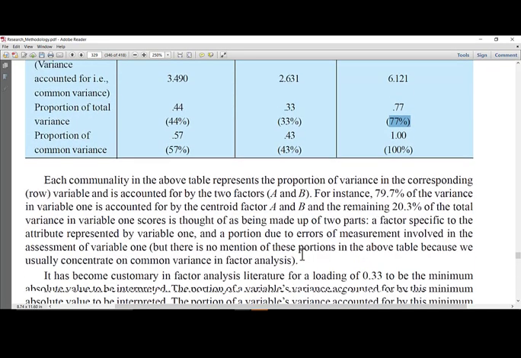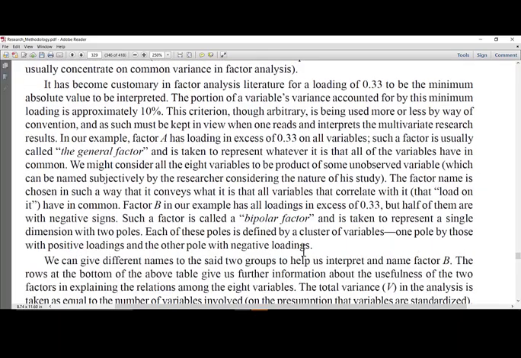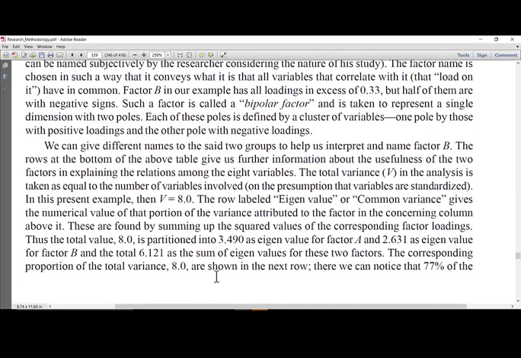So now here the explanation is given accordingly, that the total variance V in the analysis is taken as equal to the number of variables involved, on the presumption that variables are standardized. In the present example, V equals 8.0. So the row labeled eigenvalue or common variance gives the numerical value of that portion of the variance attributed to the factor in the concerning column above it.